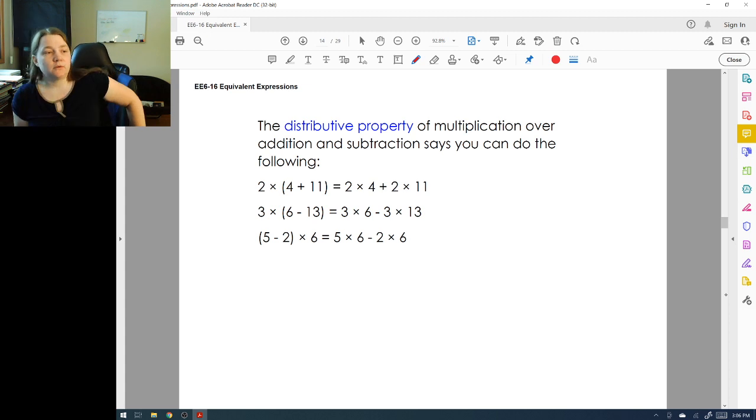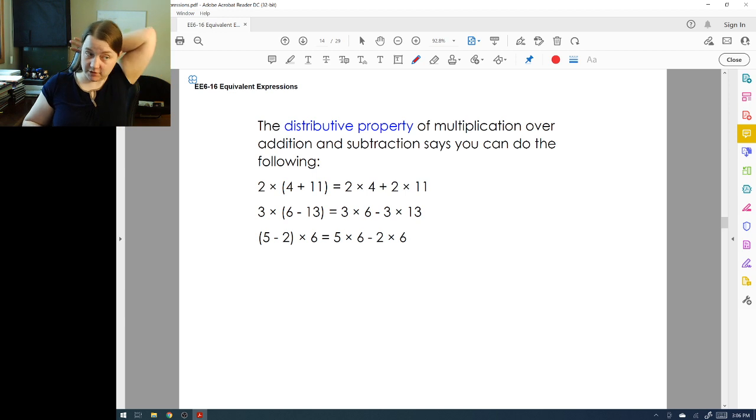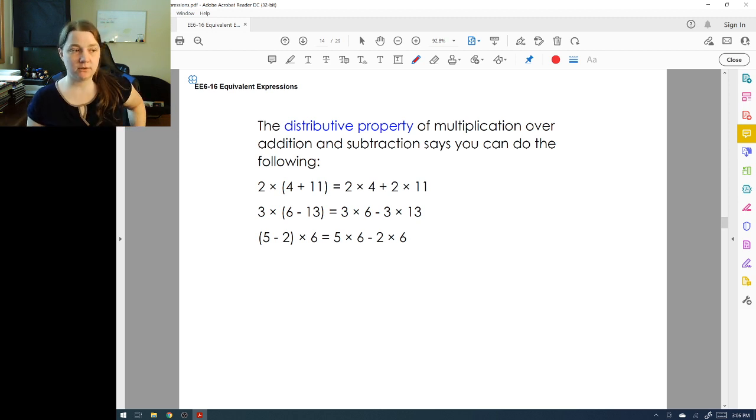The distributive property of multiplication over addition and subtraction says you can do the following, which they've shown one way. I'm going to show using a lot of arrows and underlining. When you multiply 2 times 4 plus 11, you can multiply that 2 times everything in the parentheses first. So 2 times 4 and 2 times 11. So you can see that this means the same as 2 times 4 plus 2 times 11.